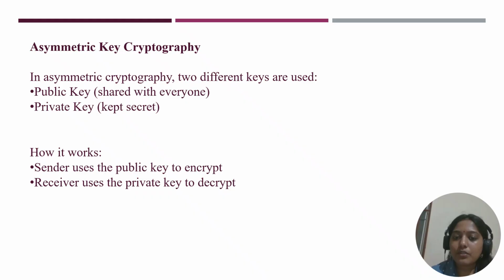Next one is asymmetric. So in this method, two different keys are used, a public key and a private key. The public key is used to encrypt the data and the private key is used to decrypt the data. So this method is more secure because the keys are not shared directly.